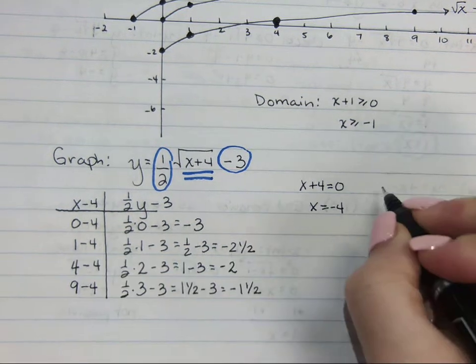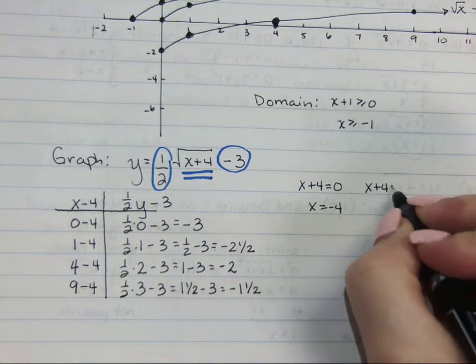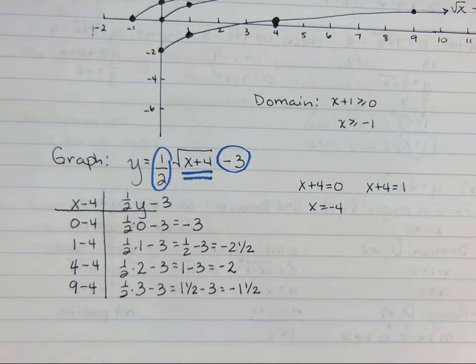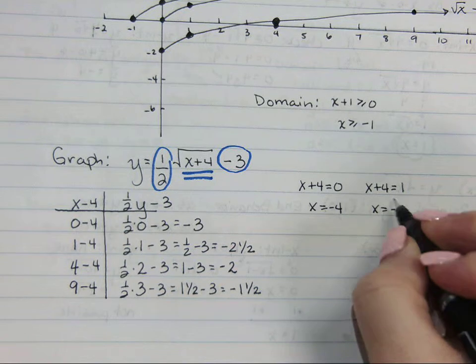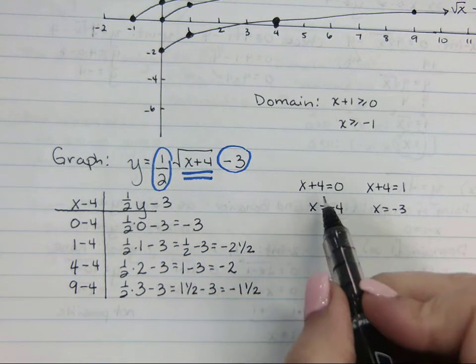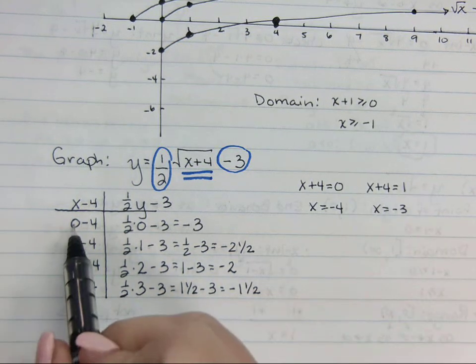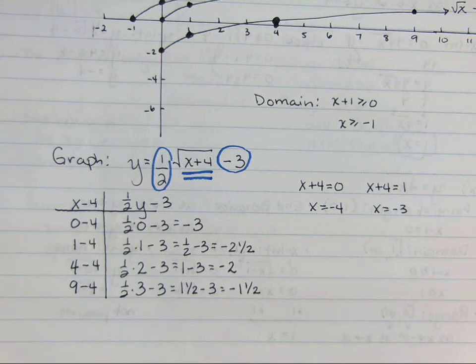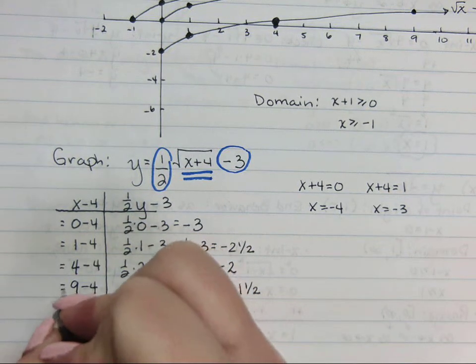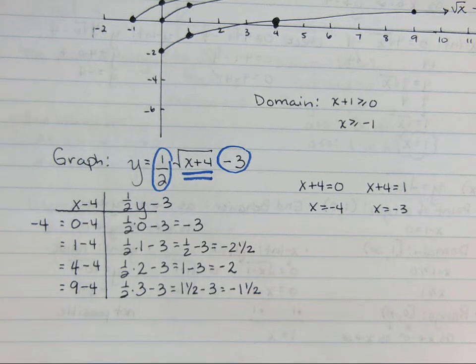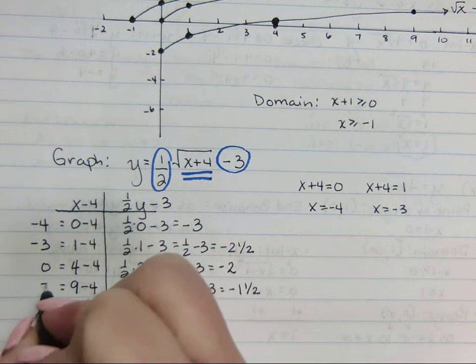Same thing with this one. If I say what happens to x plus 4 when it's originally equal to 1, same thing. I'm going to be subtracting 4. So your operation is every time subtracting 4 when you set that value equal to the 0, 1, 4, 9. Right. So that's going to make my new locations negative 4, negative 3, 0, and 5.